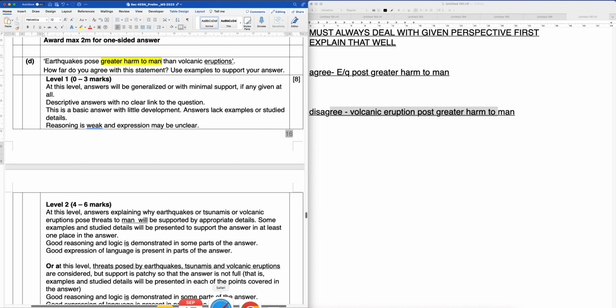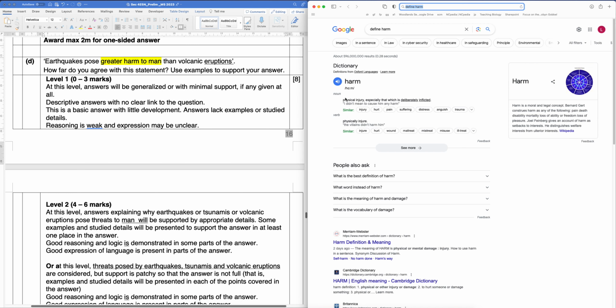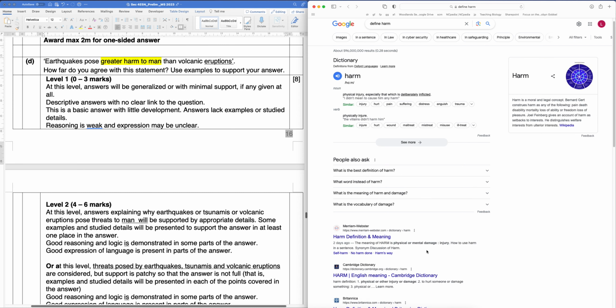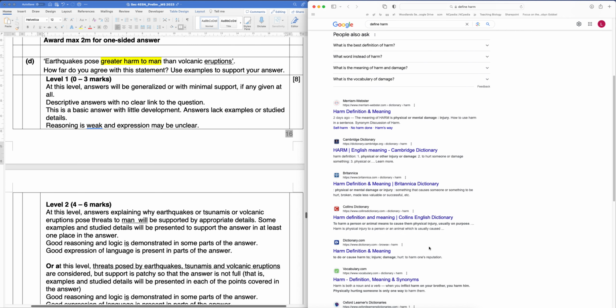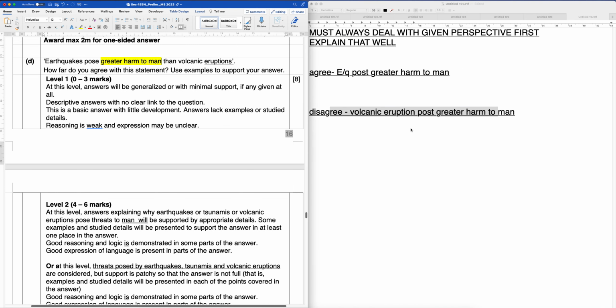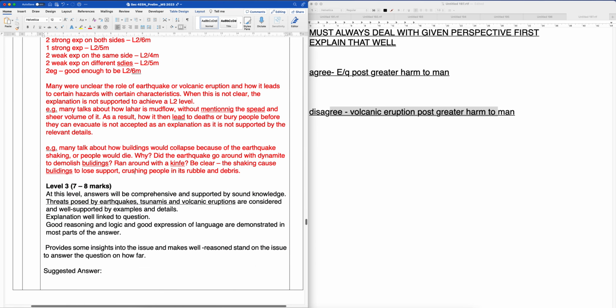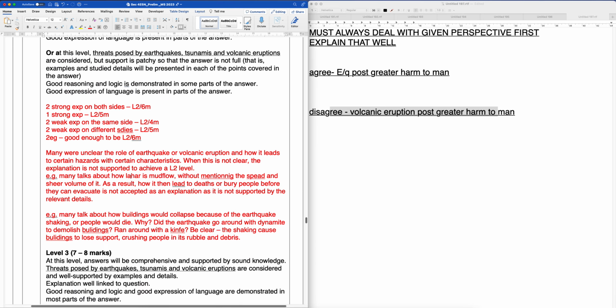Not really. If you check the dictionary, harm means physical injury. Physical harm means physical or mental damage, some form of damage or injury. Even if you check the Cambridge dictionary, it says physical injury or damage, to hurt someone or damage something. So the person being injured or damaged must come in. If you just focus on property damage, you have not answered the question. So you must focus on injuries and deaths.